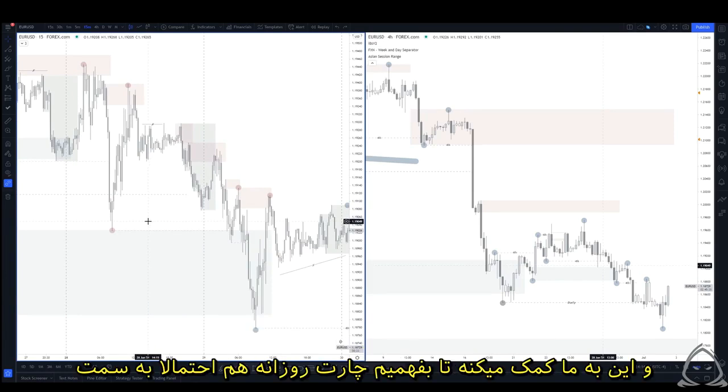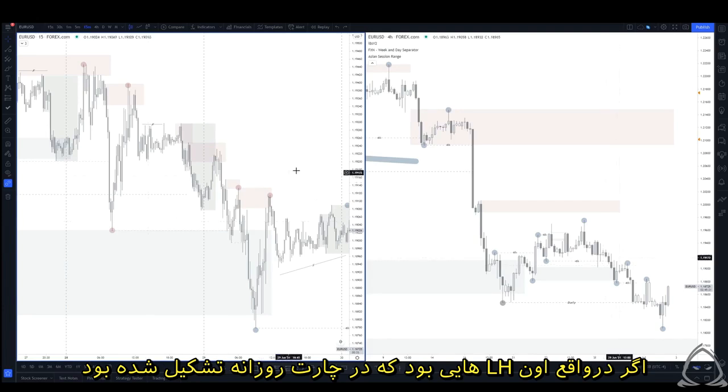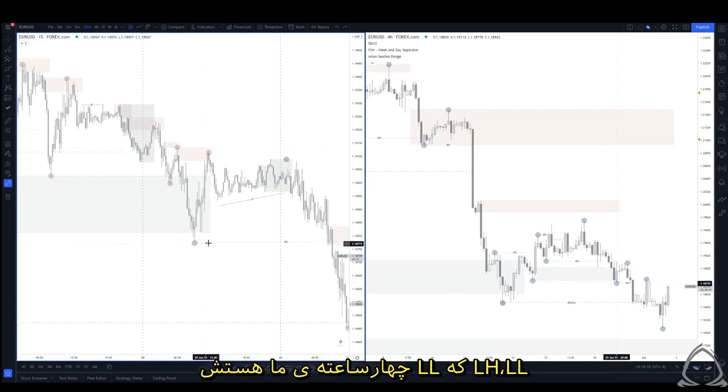And what this is also going to help us understand is that more than likely the daily chart is going to continue moving to the downside, if in fact that was the lower high that was printed on the daily chart as well. And if we just continue following market structure, we are breaking structure to the downside, creating lower lows, lower highs, lower low, which is our true 4-hour lower low.